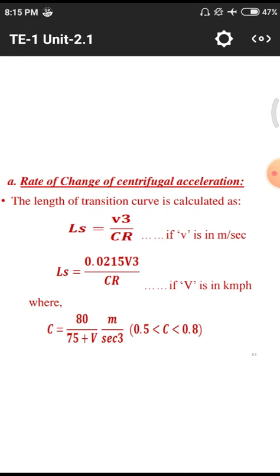What is the rate of change of centrifugal acceleration? First of all, we need to concentrate on centrifugal acceleration, and after that on superelevation. For centrifugal acceleration, the length of the transition curve is denoted by capital Ls, and it equals V cubed by CR, where V is the velocity of the vehicle in meters per second.